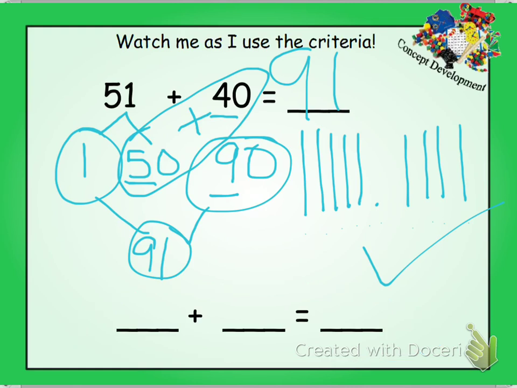Now if we look, we have this little number sentence at the bottom. Well, I know that my number sentence is going to be what I added together, that 50 plus 40, which is this 90. So I'm going to put 90 and then 1. Well, we knew that it was 91.